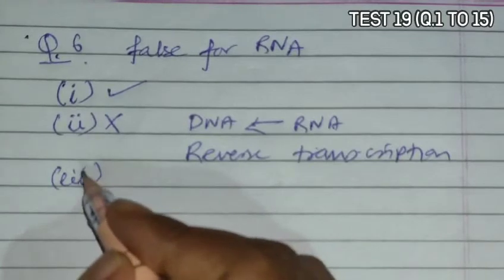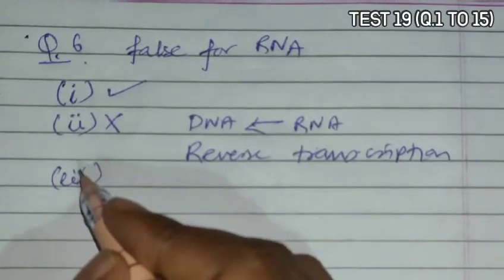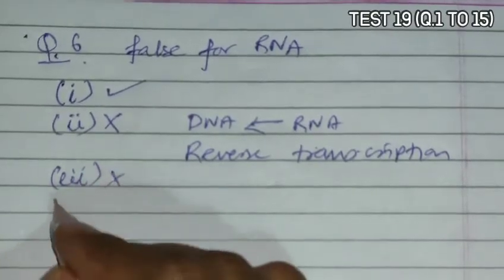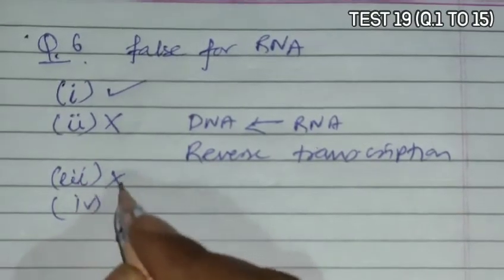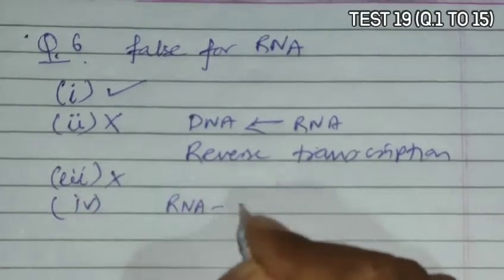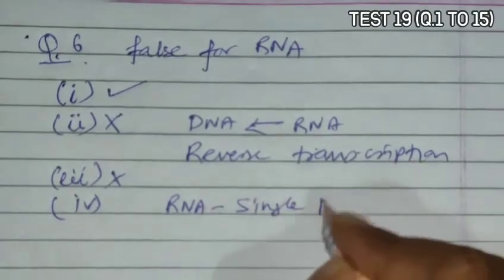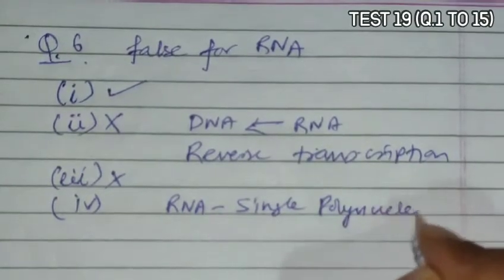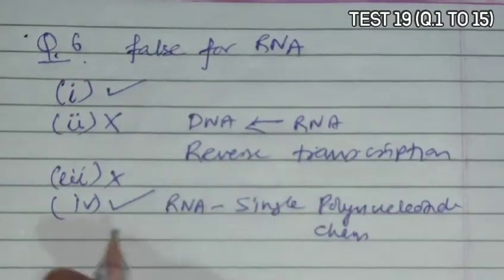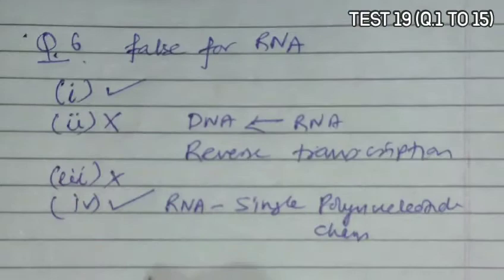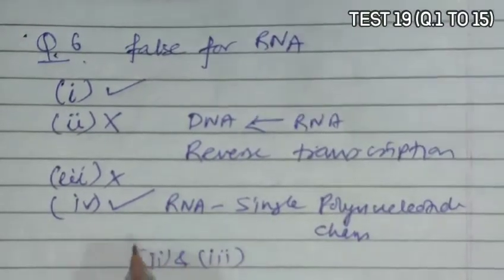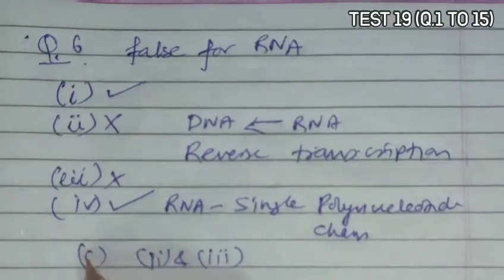Third, RNA is used as genetic material only in human. It is incorrect. RNA is not used as genetic material in human. And option 4, one polynucleotide chain is present in RNA. Yes, in RNA a single polynucleotide chain is found, so it is correct. So incorrect or false are second and third. So second and third is incorrect. So option C is the correct answer.